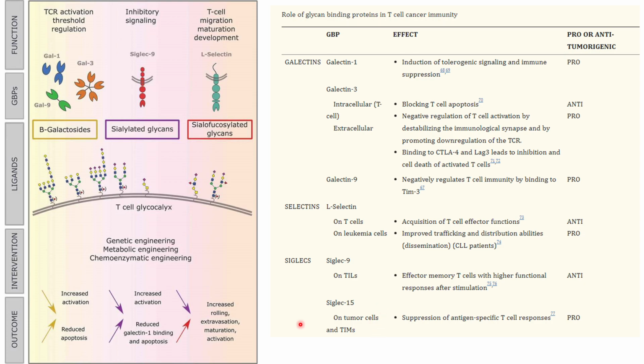And Siglec 9 on tumor cells will cause the suppression of the T cell responses. Thus, this will promote tumor growth within the host. So these are some of the overviews of how glycosylation on the T cells functions, and how improper glycosylation on the T cells will cause disruption in the immune response, and how they are related to pro-tumorigenic or anti-tumorigenic responses.